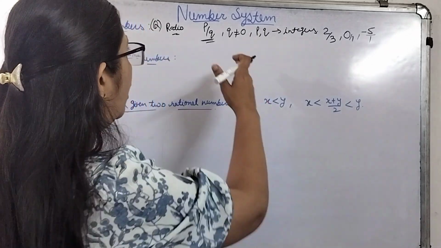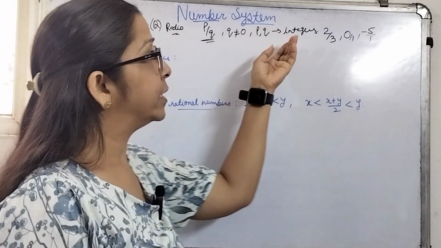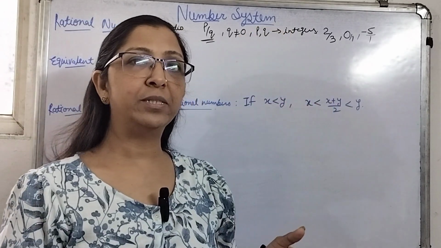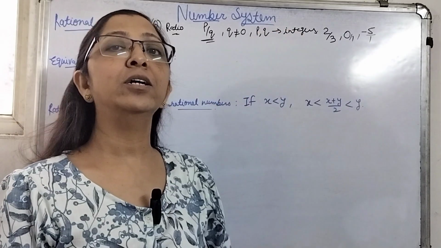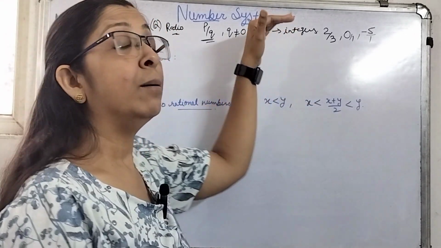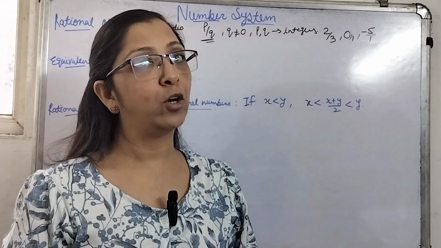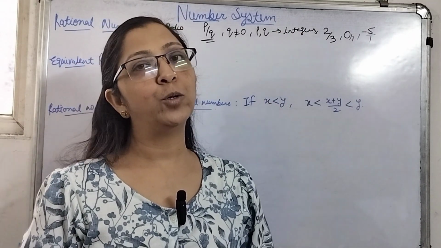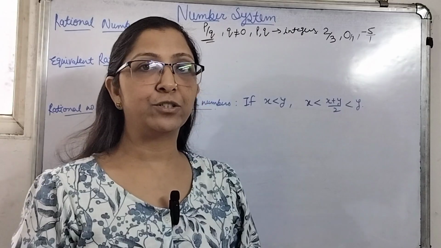From here we can say that all the natural numbers, all the whole numbers, all the integers are your rational numbers. All come under the category of rational numbers, but all the rational numbers are not natural numbers, not whole numbers, and not integers also.